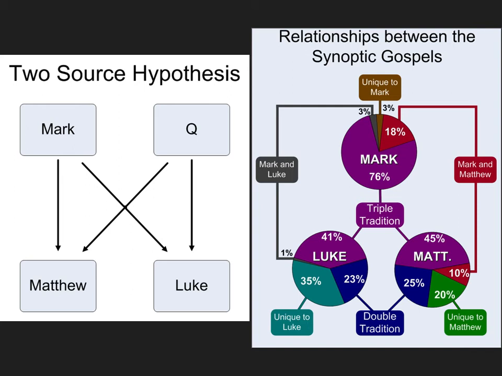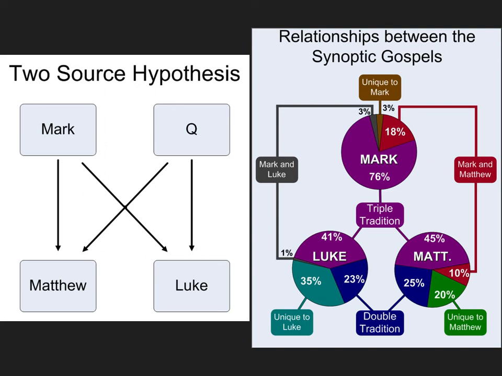Now, the other more complex diagram here does fill out this picture with a little bit more information. So the triple tradition here is all in purple. That's where Matthew, Mark, and Luke agree. And so you'll see in that triple tradition, 76% of Mark is used. And so Mark makes up 45% of Matthew and 41% of Luke. You can see how heavily they use Mark as a source just based on these percentages.